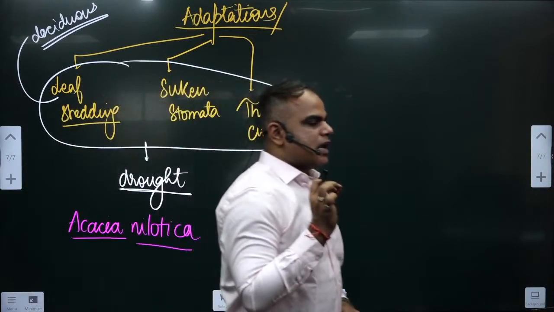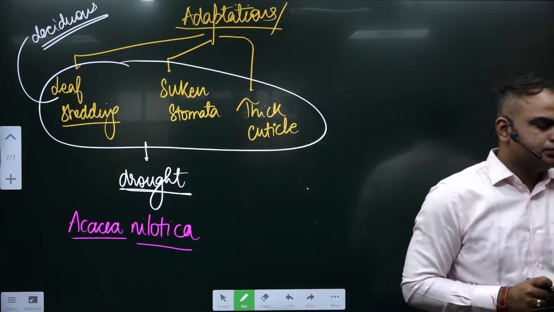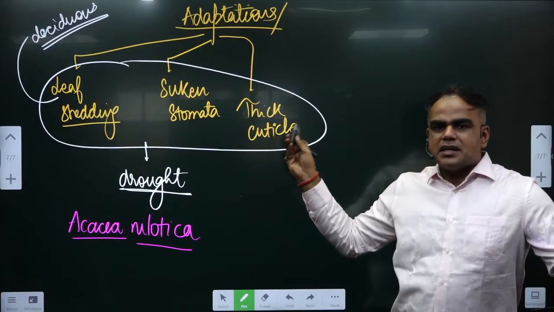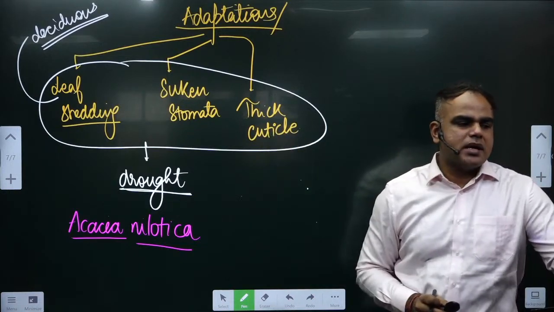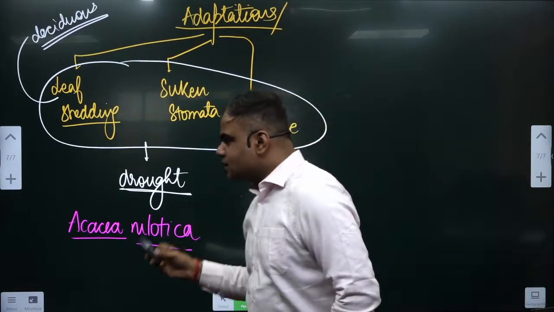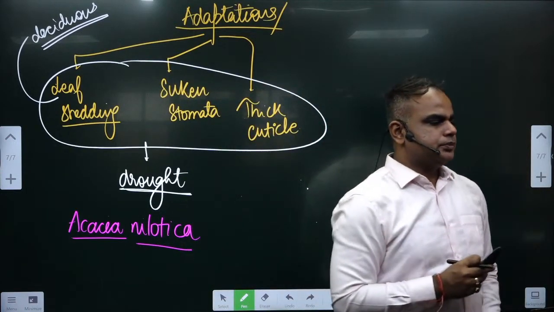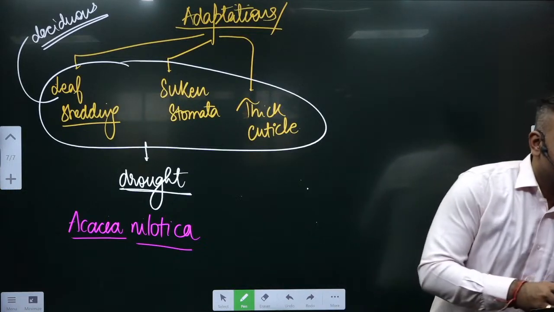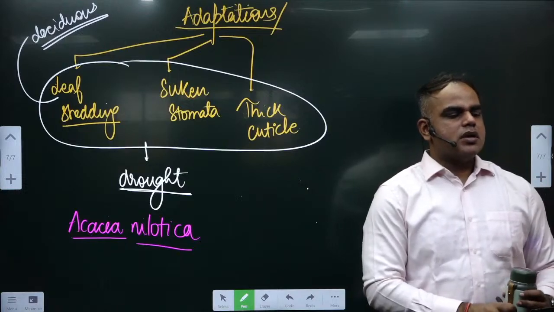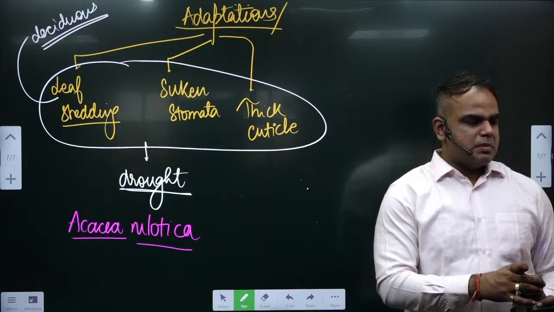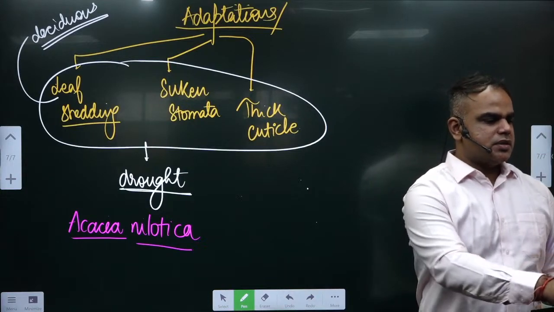So you can write Acacia nilotica has a thick cuticle and a sunken stomata, minimizing water loss in dry conditions.